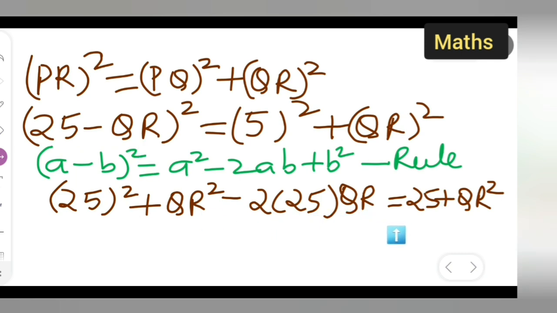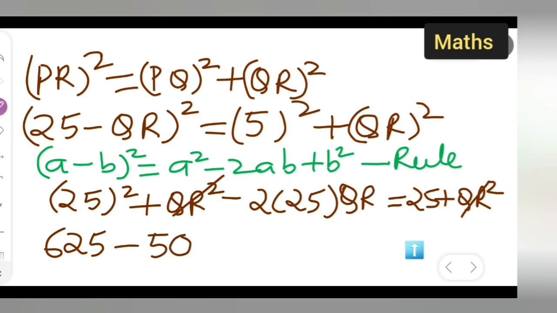Just multiply and write this down. 5 square is 25 plus QR square. Here 25 square is nothing but 625 plus. Now the QR square and QR square will get cancelled. You are left with minus 50 QR. Multiply 2 by 25, and we get minus 50 QR is equal to 25.